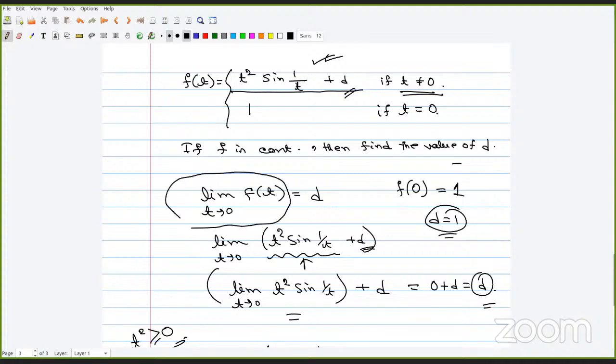Or any one thing also, sir, like only LHL or only RHL? That's my point here. LHL and RHL are the same. Yeah. So I can just calculate the limit as t tends to 0.